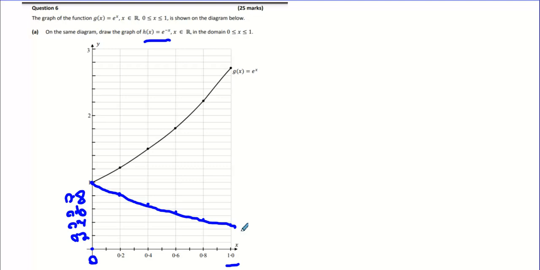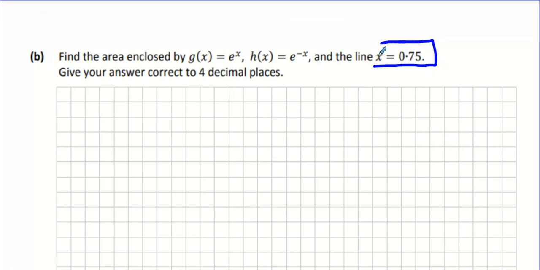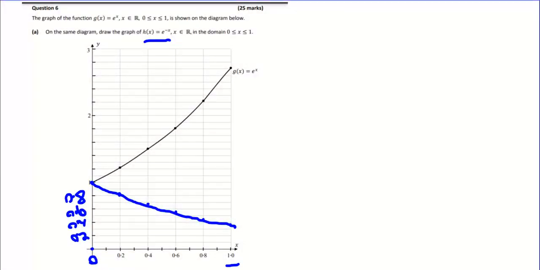All right. So next question is find the area between the line x equals 0.75 and those two curves we just talked about a minute ago. So here's what we're going to do. We're going to get this done in a nice time. So this is 0.75. That's 0.7. So 0.75 is halfway between 0.7 and 0.8. You cool with that? Okay.